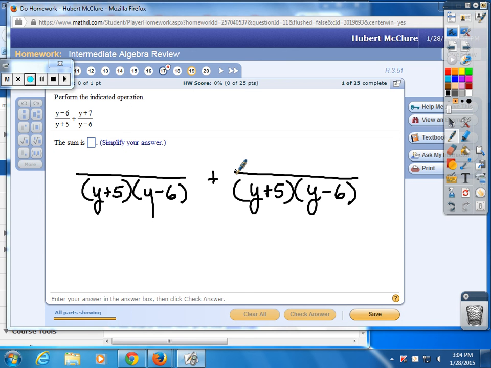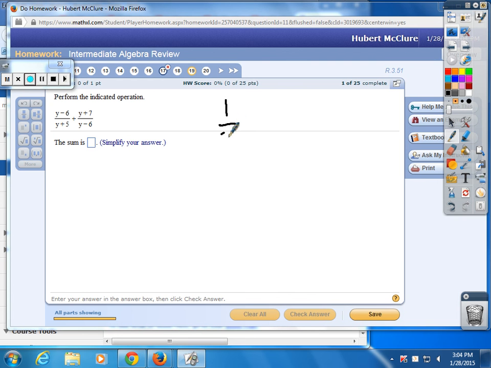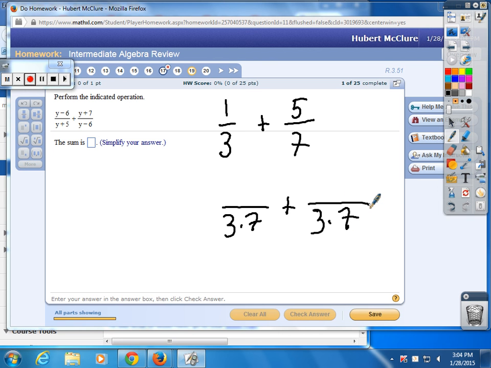Now, you've done this all your life. You just didn't know it. Let's go to another problem and I'll come right back to this. 1 over 3 plus 5 over 7. What's the common denominator? Most people say 21, but actually it's this. You actually put the two together and multiply. People just skip this step and go to 21.